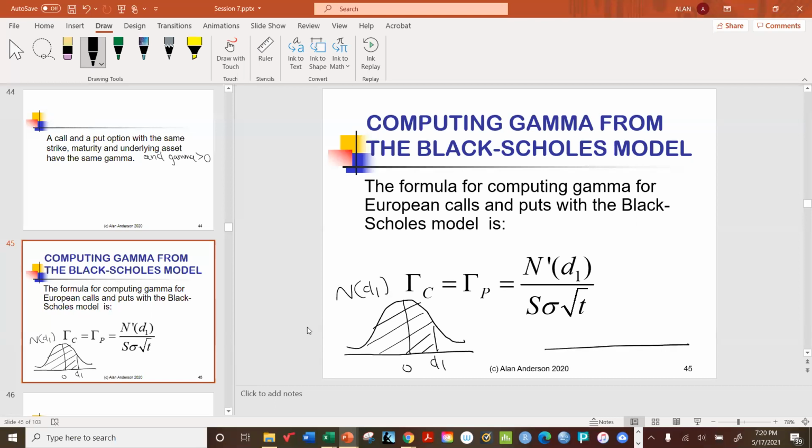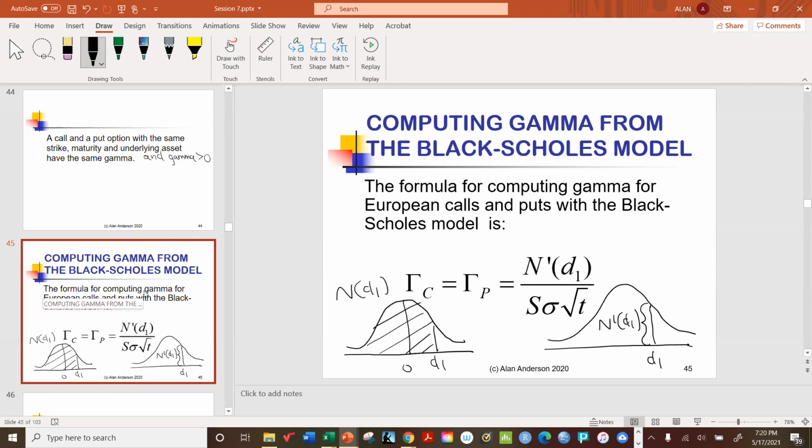N prime of D1 is a little different. That actually represents the height of the curve at that point. Or you can think of it as the sensitivity, or how much the area is changing from D1 to the next point under the curve. So we need that to calculate the gamma, and Excel has that formula built into it.